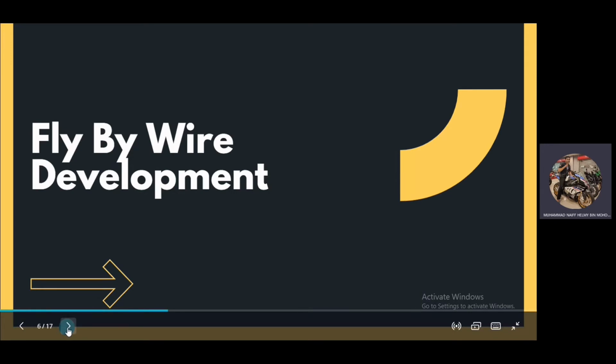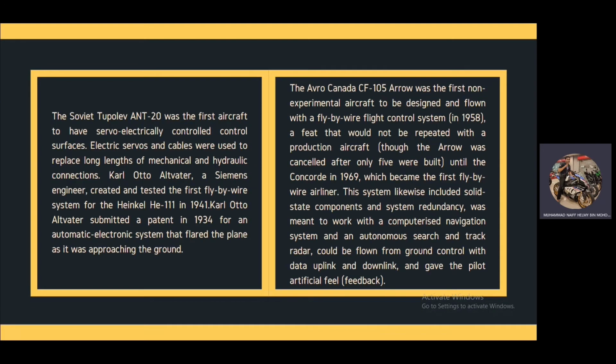First, the Soviet Tupolev ANT-20 was the first aircraft to have servo-electrically controlled surfaces. Electric servos and cable were used to replace long lengths of mechanical and hydraulic connection. Carl Otto Alvater, a Siemens engineer, created and tested the first fly-by-wire system for the Heinkel HE-111 in 1941.